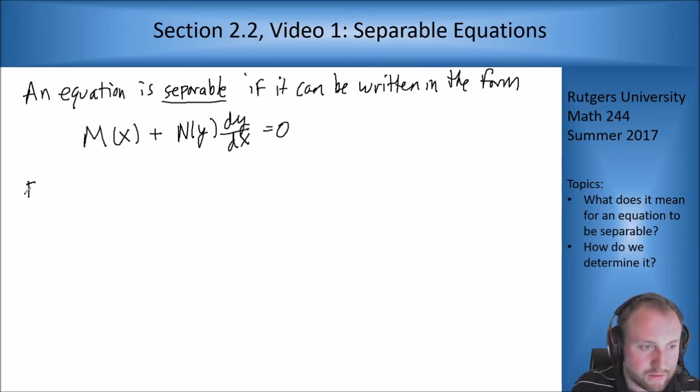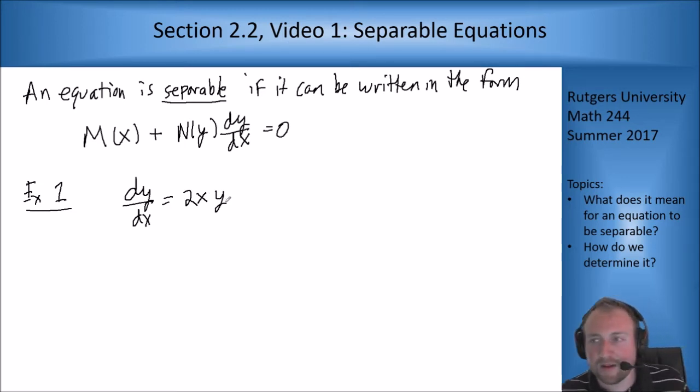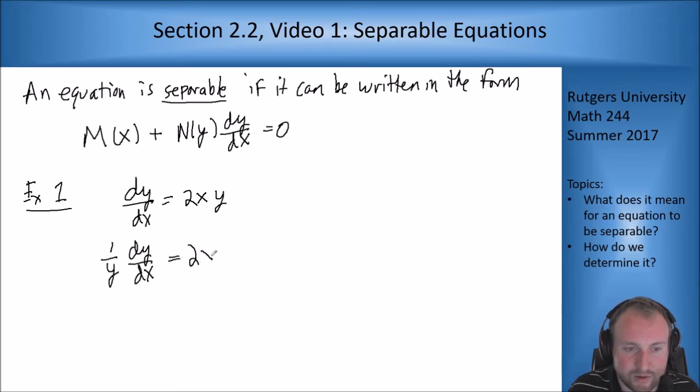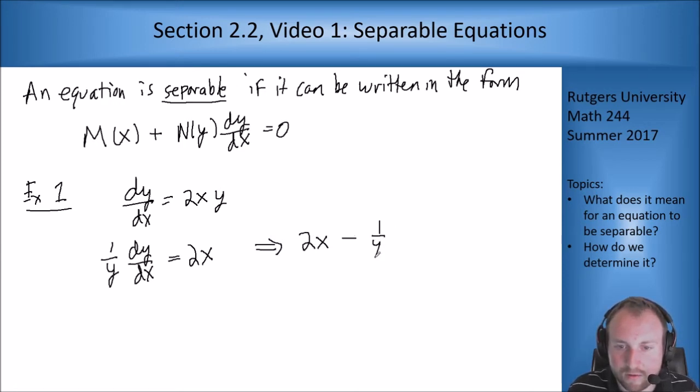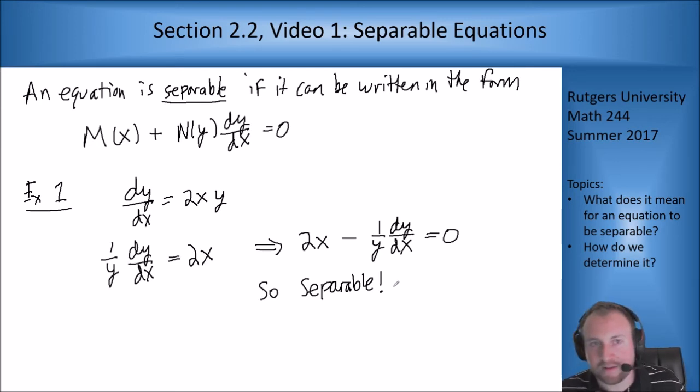So example 1, dy/dx equals 2xy. Now, in determining if things are separable or not, I am allowed to put things in the denominator. So this is easy to see. This actually is separable. If I divide both sides by y and then move things around, I get 1 over y dy/dx equals 2x, which turns into 2x minus 1 over y dy/dx equals 0. So this is separable. And it turns out that's usually a really good thing in terms of being able to solve the equation.